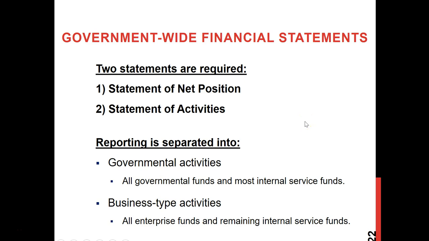So governmental activities will cover all governmental funds. You remember when we discussed all those funds, they usually have five types of governmental funds, like general funds, special revenue funds, capital project funds, debt service funds, and permanent funds. So these type of activities basically relate to the service that the government entity provides to the public.